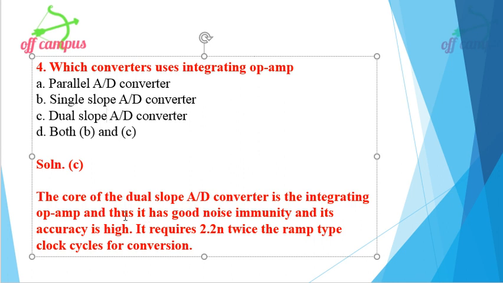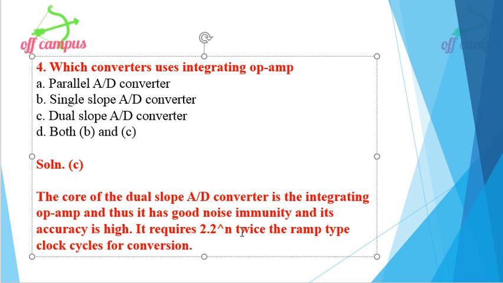Since it uses an integrating op amp, it has good noise immunity and its accuracy is very high. Accuracy and noise immunity are the advantages of the dual slope AD converter. It requires 2 into 2 power n, twice the ramp type clock cycles for conversion. If anything is asked like maximum conversion time, we need to use 2 into 2 power n or 2 power n plus 1. This is the formula for finding the maximum conversion time.